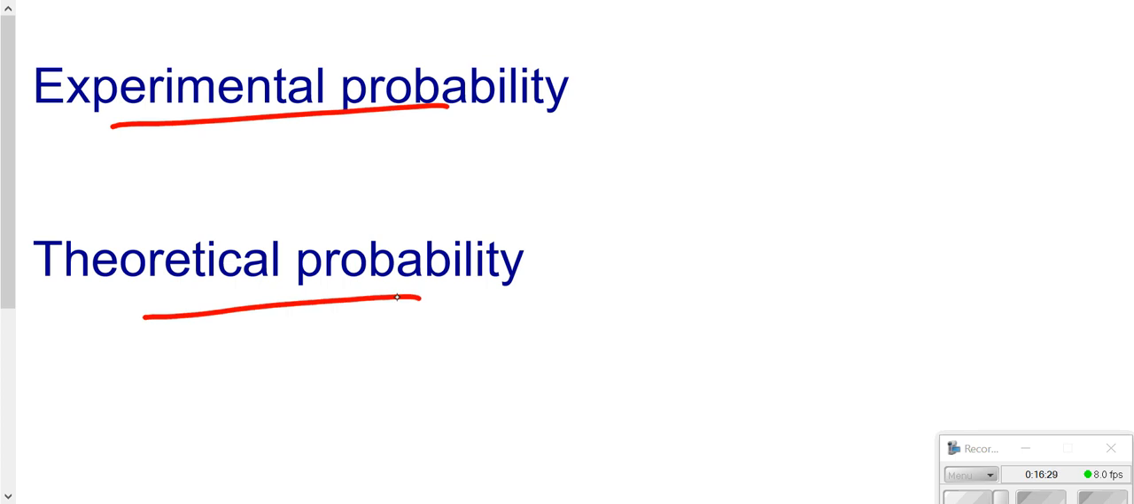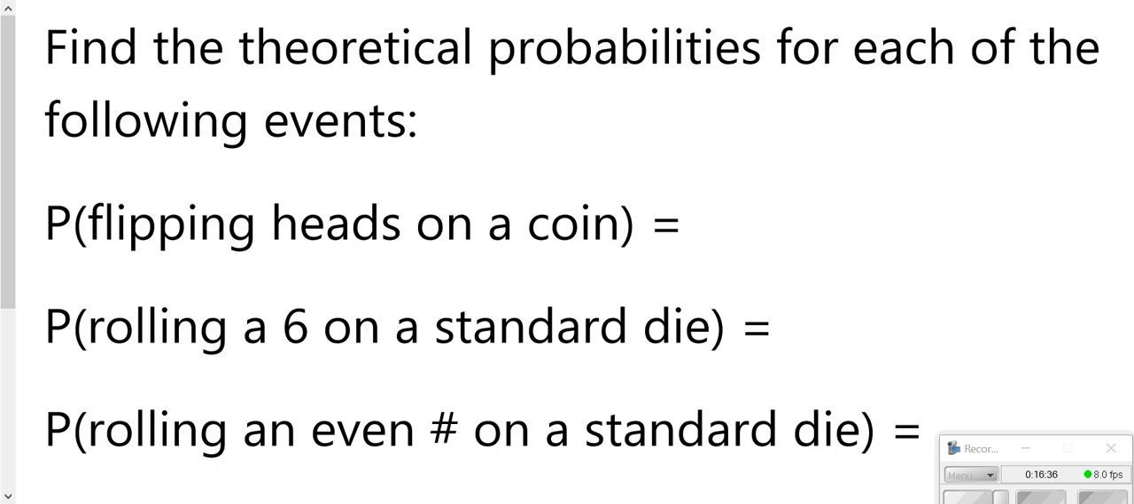So experimental probabilities are found when you do an experiment, while theoretical probability is based on what we expect in the math. This one is asking us to find theoretical probabilities. So no, you don't have to go find a die or a coin. That would be if we were doing experimental, where I'd ask you to actually do some tosses and rolls. But this is based on theory. For example, flipping heads on a coin, I know that there are 2 outcomes in my sample space, heads or tails, and one of them is heads.